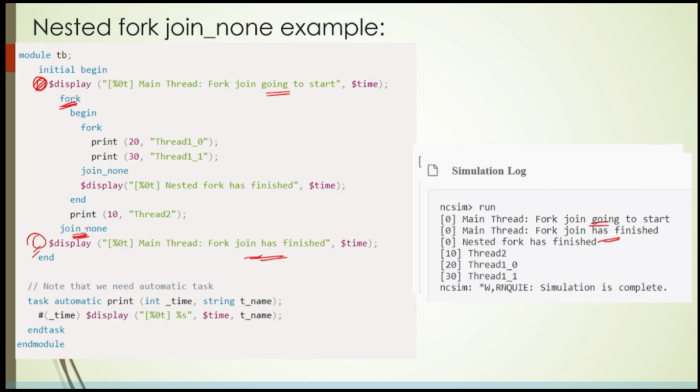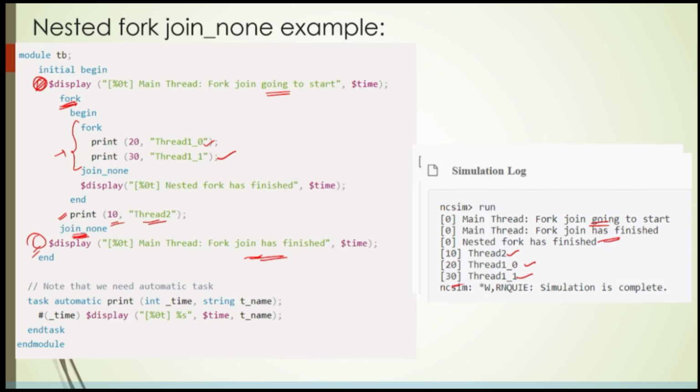In fork join none, as I told you, this is considered as one process and this is another process. At 10 time units thread 2 will be executed, and then at 20 time units thread 10 is executed, and at 30 time units thread 11 will be executed. So this is how fork join none basically works. Hope it is clear for you. So this is all about fork join any and fork join none.